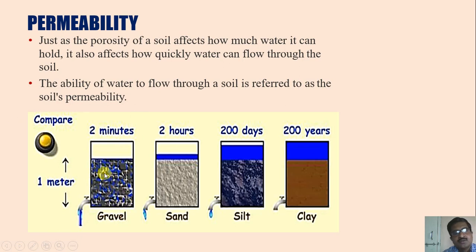So for gravel, sand, silt, and clay, suppose the water is to be passed through a 1 meter depth. Through gravel it may pass in 2 minutes because of the permeability. Then depending upon the pores present in the sandy soil, it may take 2 hours. For the silt, there are very few pores, so it may take 200 days, and it may take several years in the clay soil because of the cohesive nature of the soil.